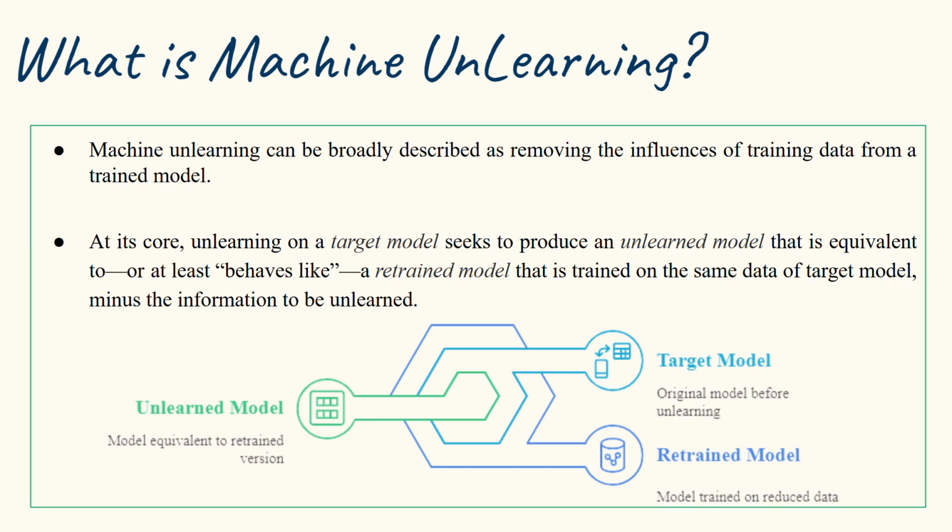The classic definition is: machine unlearning can be broadly described as removing the influences of training data from a trained model. At its core, unlearning on a target model seeks to produce an unlearned model that is equivalent to, or at least behaves like, a retrained model that is trained on the same data of the target model minus the information to be unlearned.